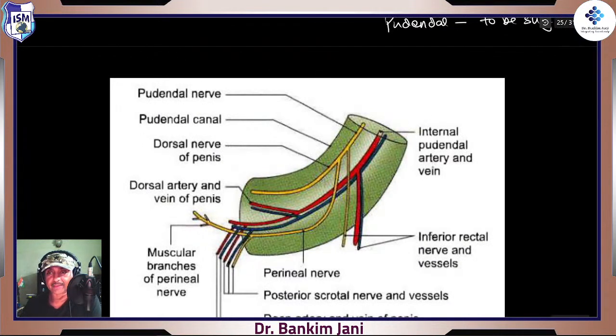And what is it carrying? Well, these are the contents of the pudendal canal. As I said, just remember the pudendal nerve, that is one, and second, the internal pudendal artery and vein. Just remember these two.